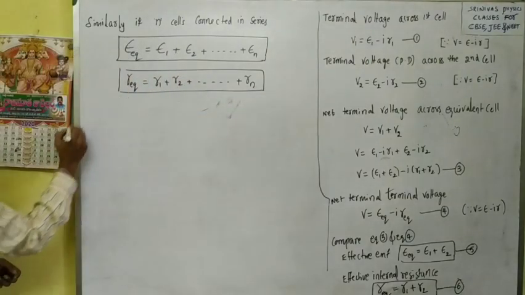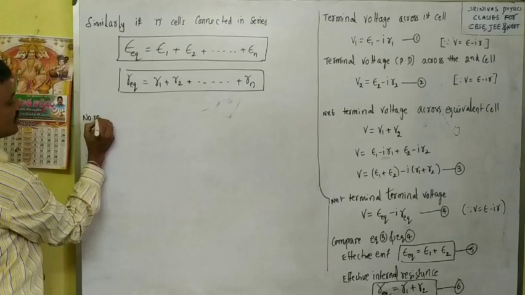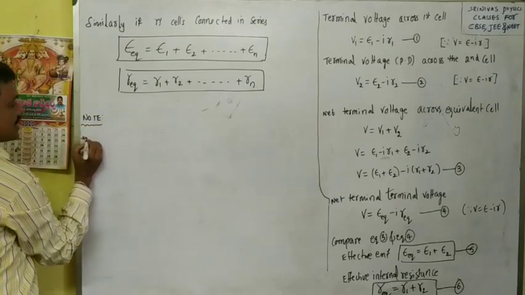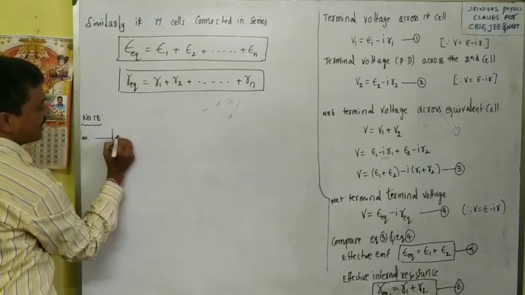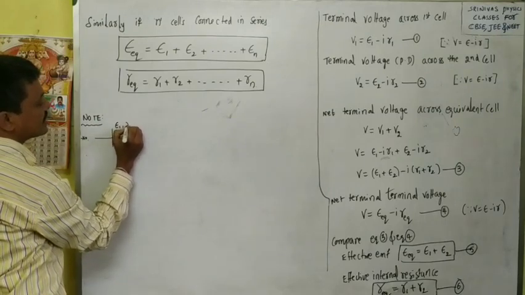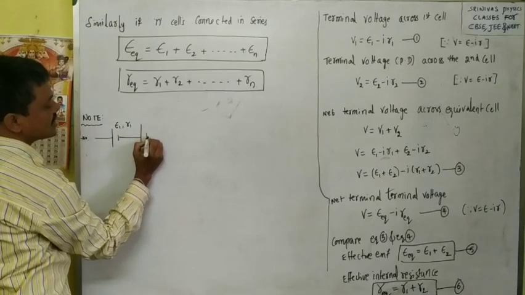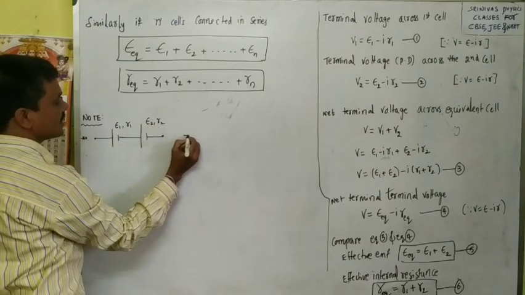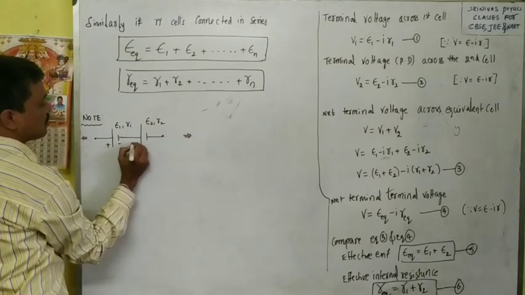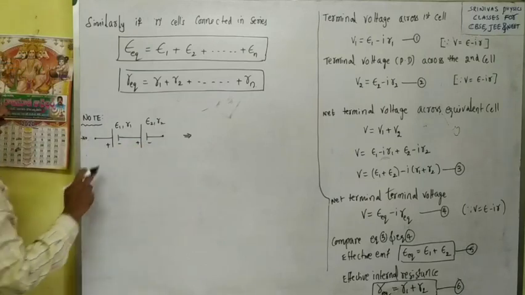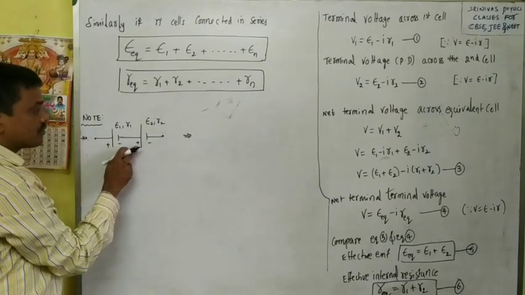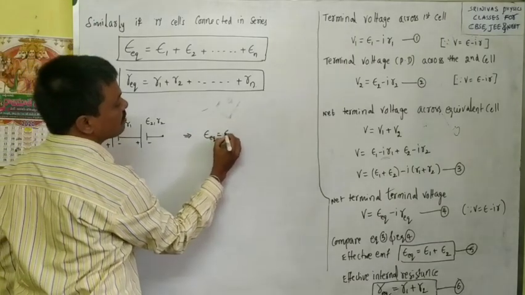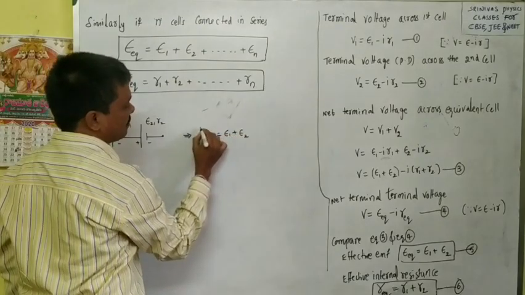Now one note point I am going to give, right? The important point is, if two cells are connected like this, E1 with internal resistance R1, and the next second cell E2 with internal resistance R2, this is an exact series combination. Negative terminal, positive terminal, negative terminal, positive terminal. Now the negative terminal of the first cell is connected to the positive terminal of the next cell, then the total EMF we will get as equivalent EMF is E1 plus E2. We just have to add them.